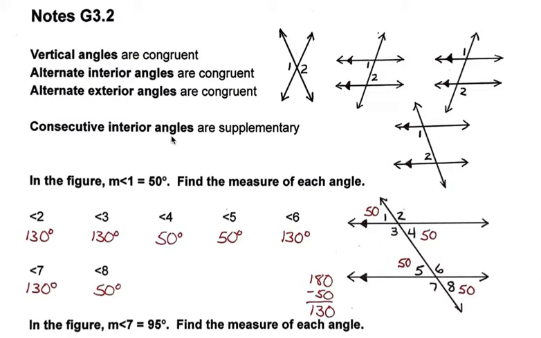Now, consecutive interior angles. Consecutive means they're on the same side. So you notice they're still interior. They're on the insides of these right here. And they are called consecutive interior angles, and they are supplementary.